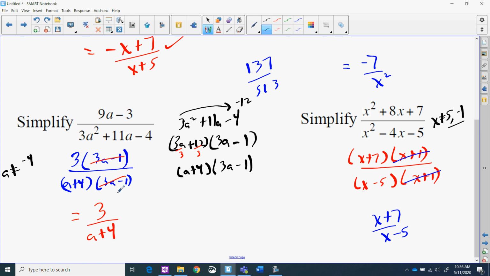Now this one here, sometimes students might have to say, what about if it's 3a minus 1? What would make that equal to 0? Well, if you bring your 1 over, a could not be 1/3. So your other non-permissible here would be 1/3. So you can always, if asked, state non-permissibles before you cross out any common factors. And again, you only look at the denominator when you're determining non-permissibles.